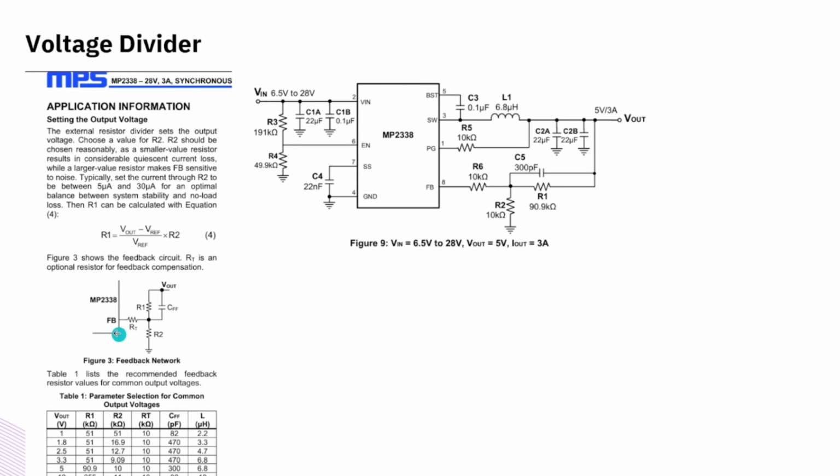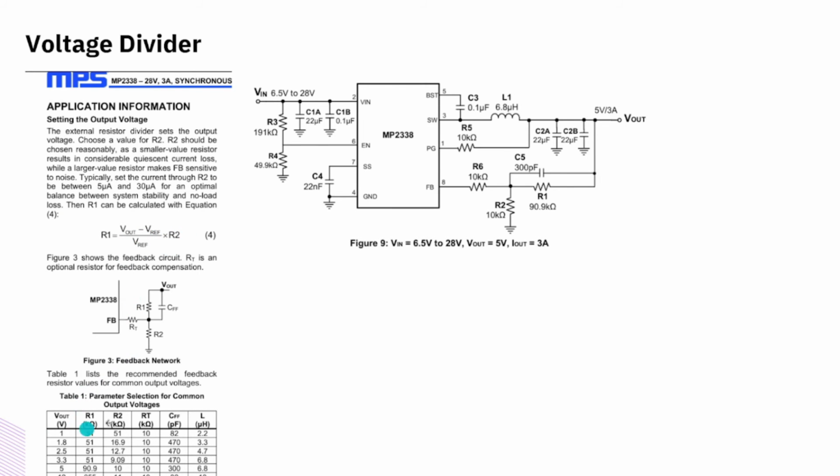Now here you can see this has RT, R1 and R2. Then you have a feedback capacitor. This 300 picofarad is a feedback capacitor, and then we have RT, which we can take as R6 over here, and then we have R1 and R2 as values. If you see the table over here, first of all, let's see the R1 value. So R1 equals (V out minus Vref) by Vref into R2.